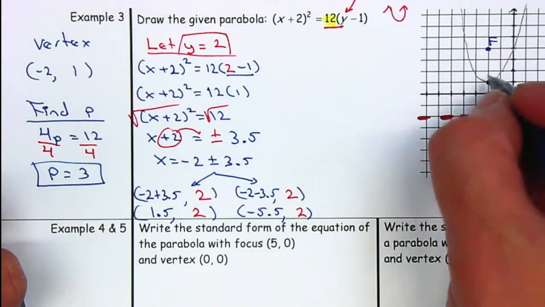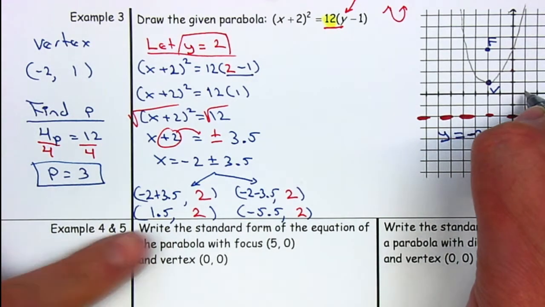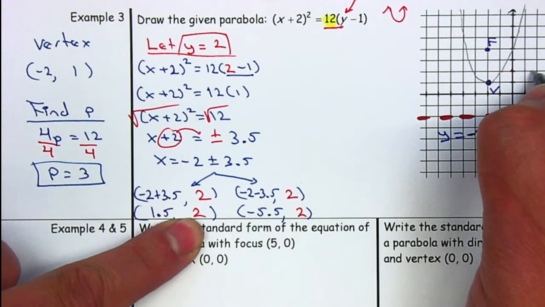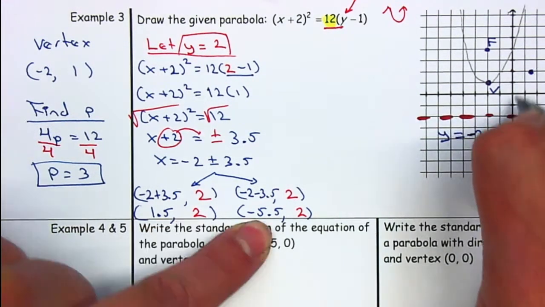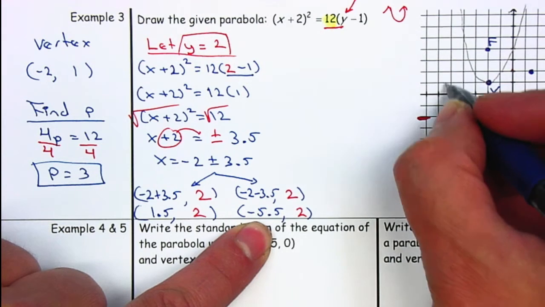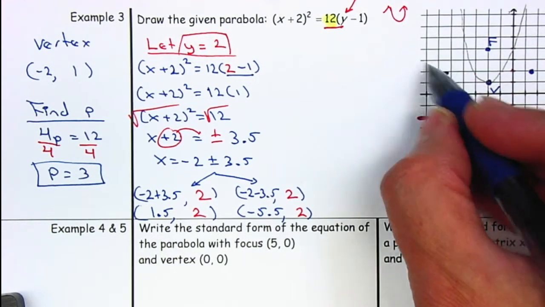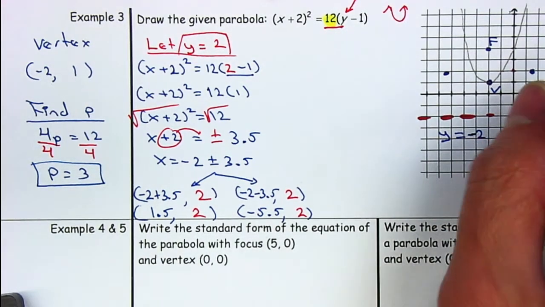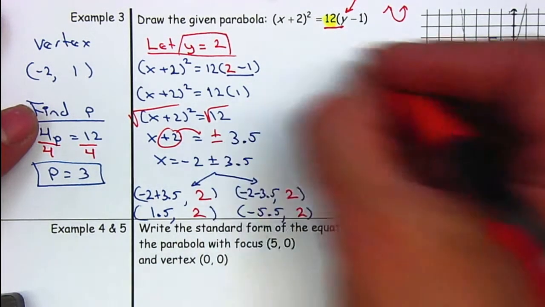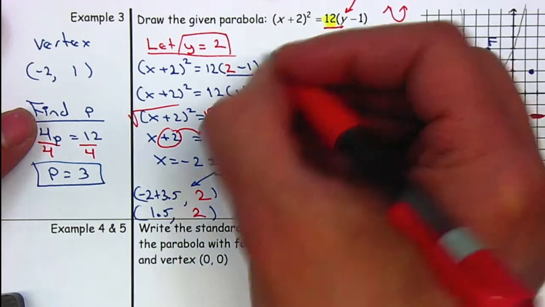I'm going to go from my origin, 1.5 and up to, and -1, 2, 3, 4, 5.5 and up to. So there's my parabola. I need to find another set of points. So I'm going to let y equal to, I went up 1, I'm going to go up once again, so y is equal to 3.